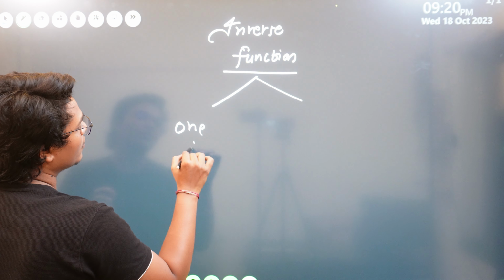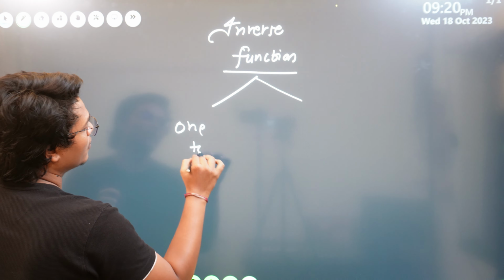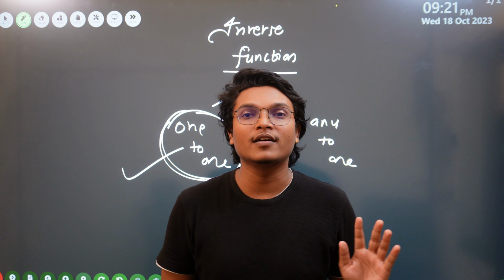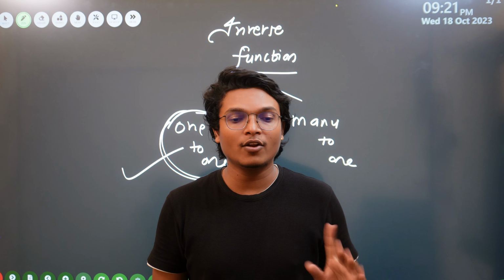We have two types of functions. One is one to one and one is many to one. Every one to one function is an inverse function. Every one to one function is what? Inverse function. Getting it or not? How though?